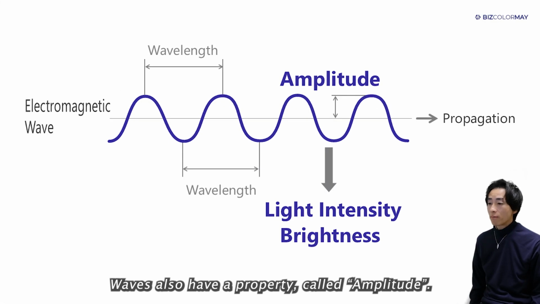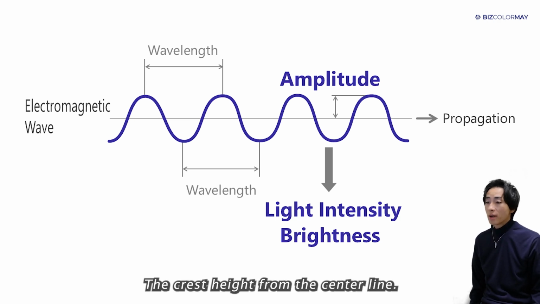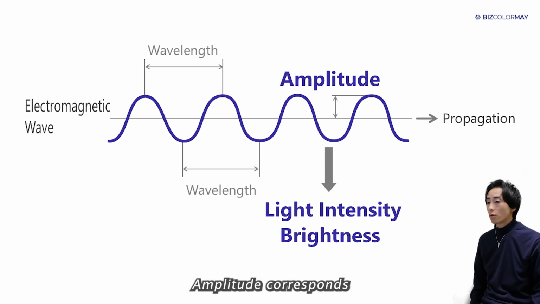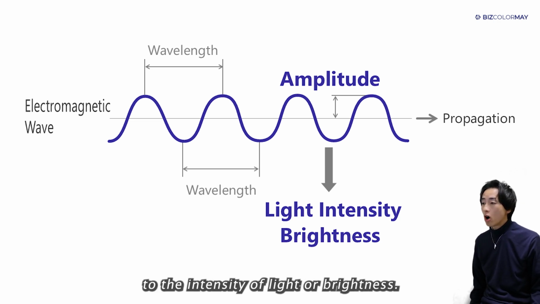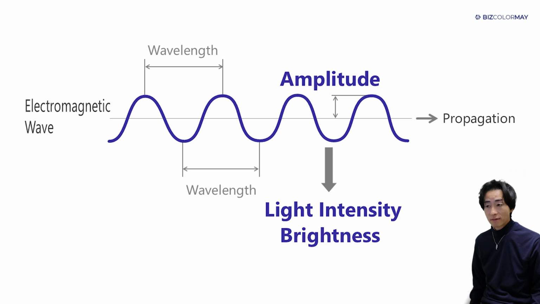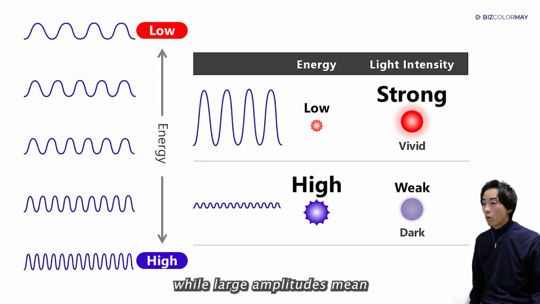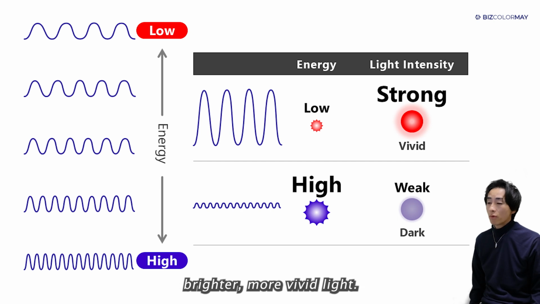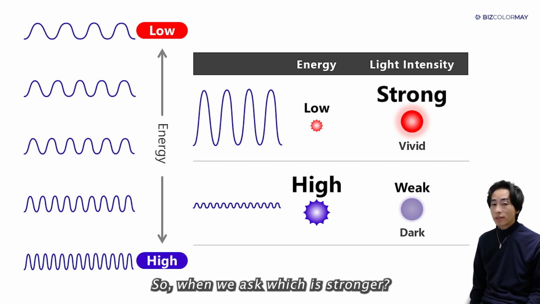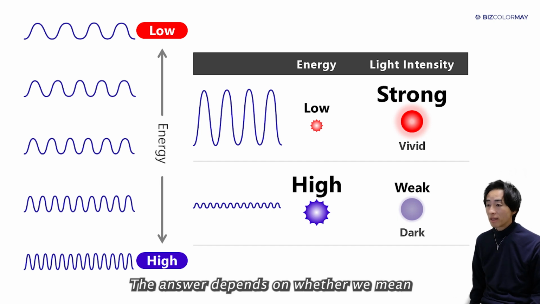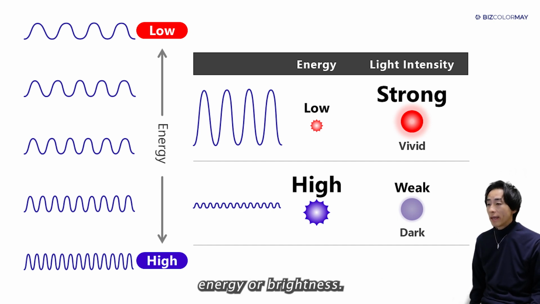Waves also have a property called amplitude, the crest height from the center line. Amplitude corresponds to the intensity of light, or brightness. Short wavelengths mean high energy, while large amplitudes mean brighter, more vivid light. So, when we ask which is stronger, the answer depends on whether we mean energy or brightness.